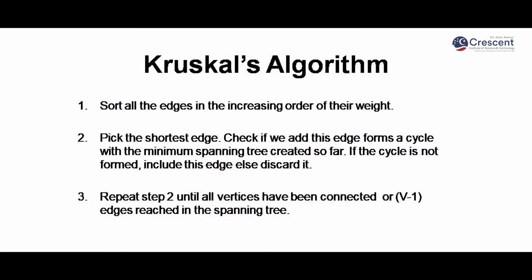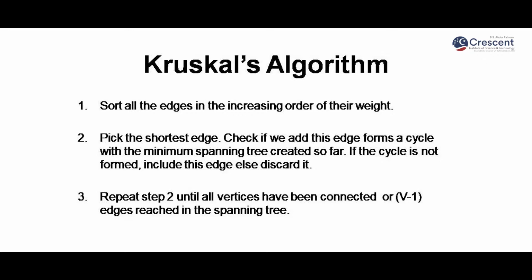First, we are taking a weighted undirected graph in which we are having all the edges. First we have to sort the edges in the increasing order of their weight. Now go to the second step. We have to pick the smallest weight edge. Now we have to form a minimum spanning tree.